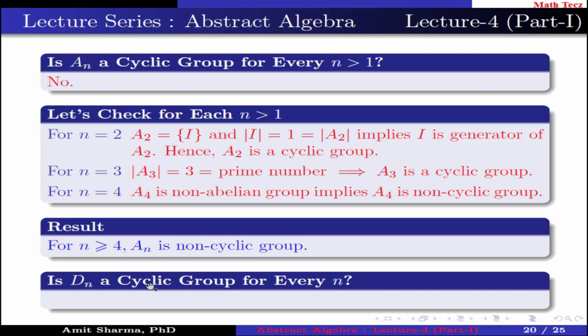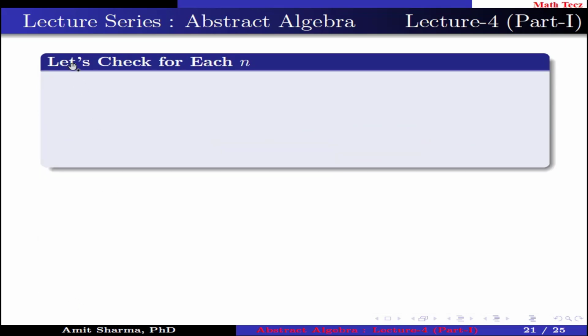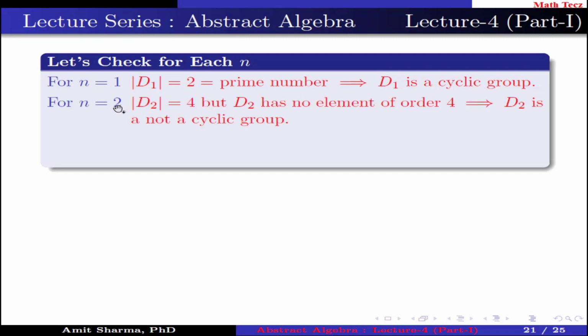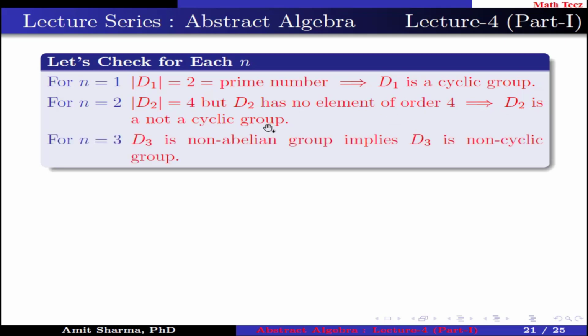Is Dn a cyclic group for every n? Answer is no. Let's check for each n. For n equal to 1, the order of D1 is 2, which is a prime number, implies D1 is a cyclic group. For n equal to 2, the order of D2 is 4, but D2 has no element of order 4, implies D2 is not a cyclic group.